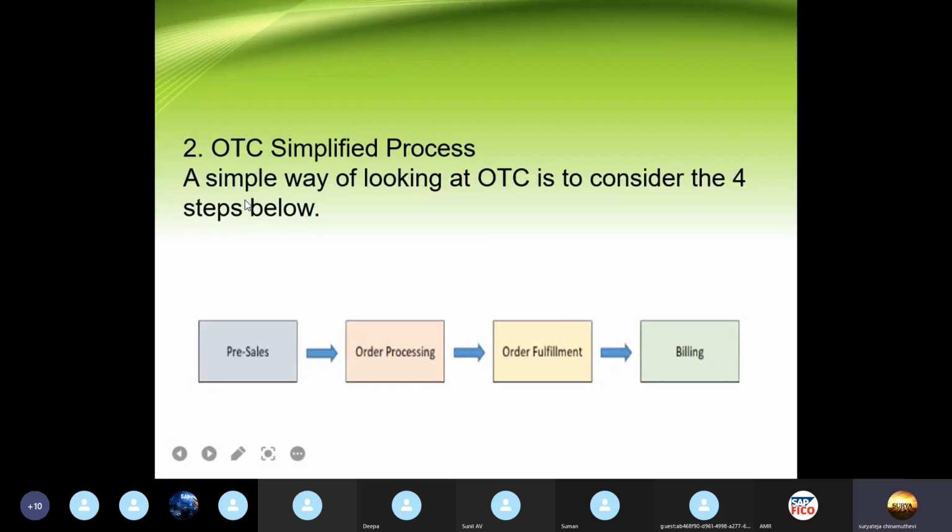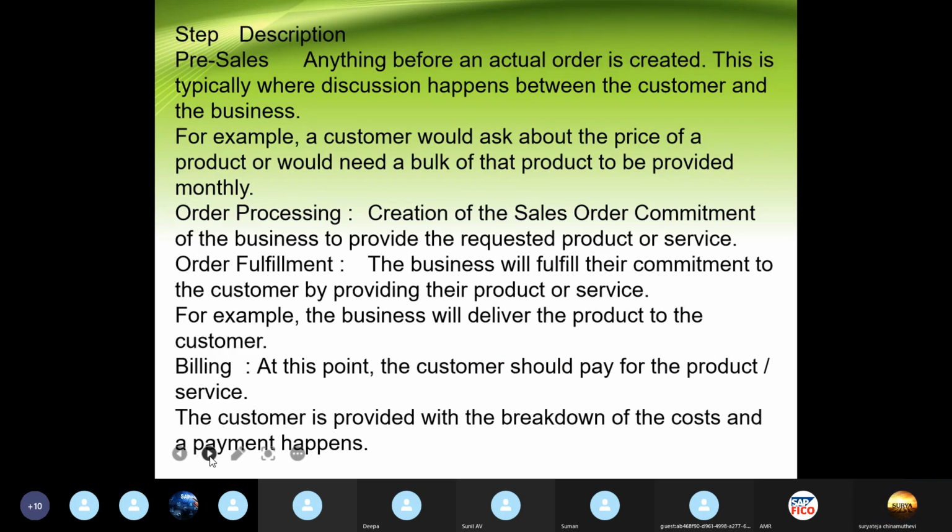OTC simplified process. A simple way of looking at OTC is to consider the 4 steps below: pre-sales, ordering process, order fulfillment, billing. Step description. Pre-sales: anything before an actual order is created. This is typically where discussion happens between the customer and the business. For example, a customer would ask about the price of a product or would need a bulk of that product to be provided monthly. Order processing.